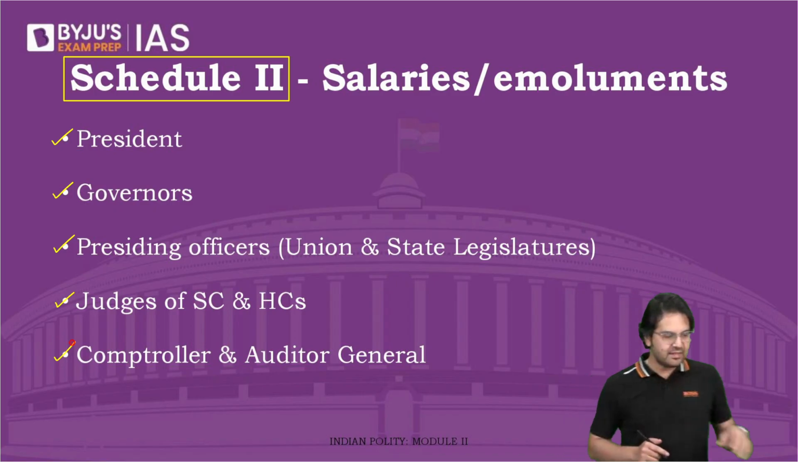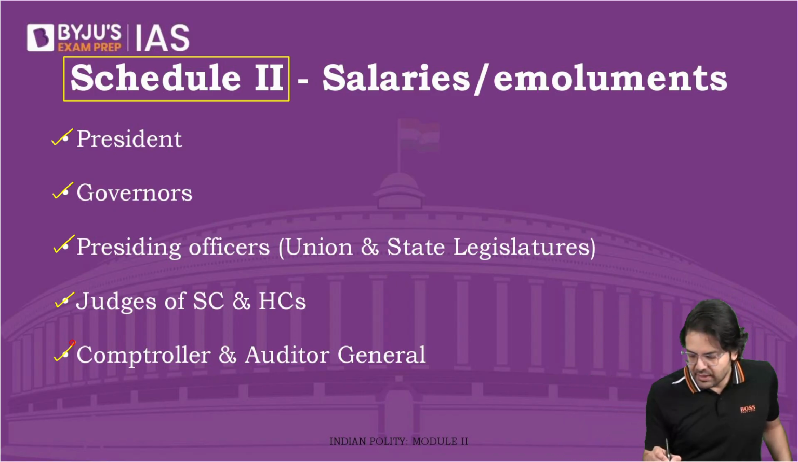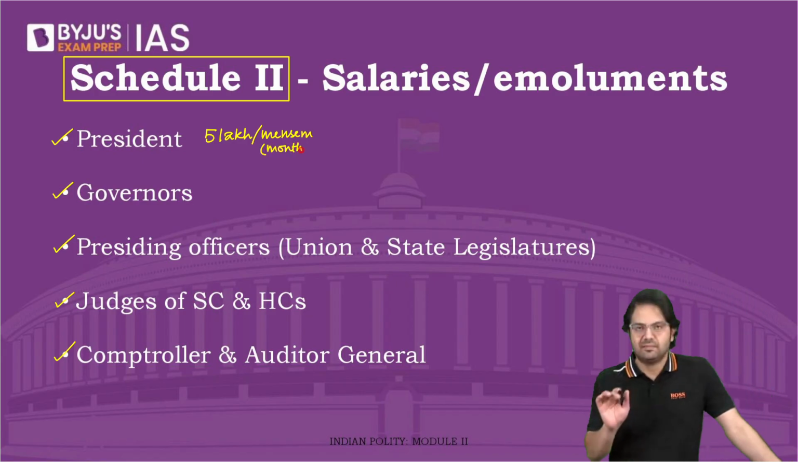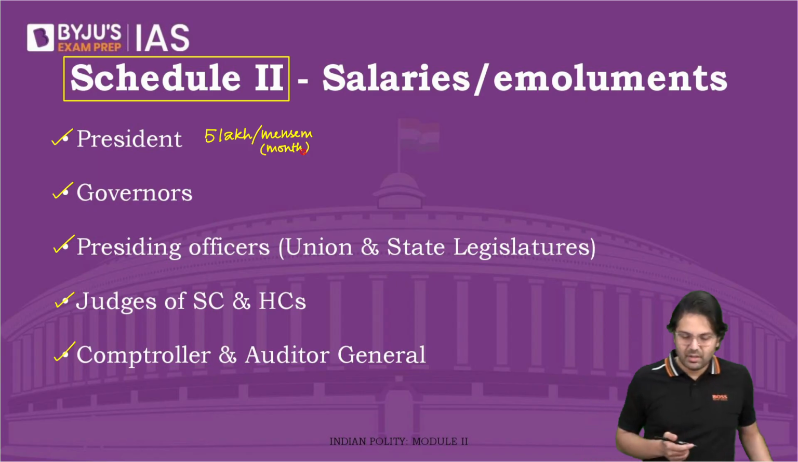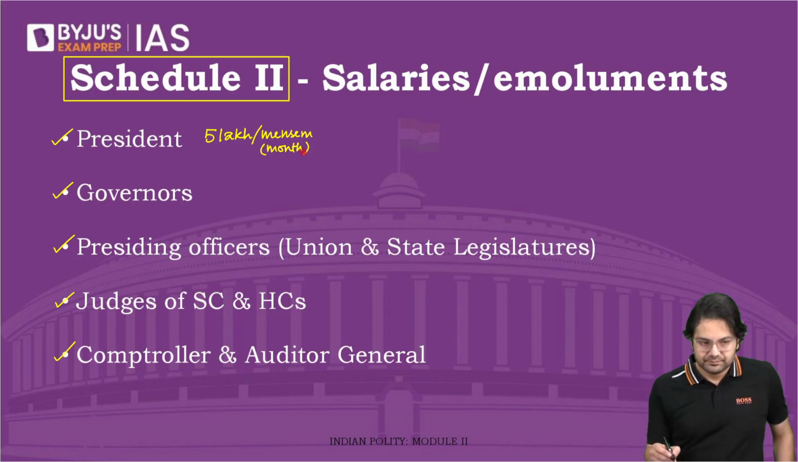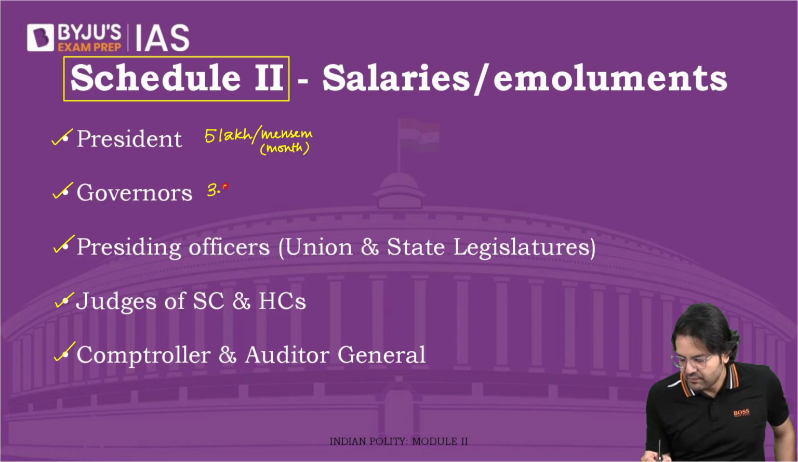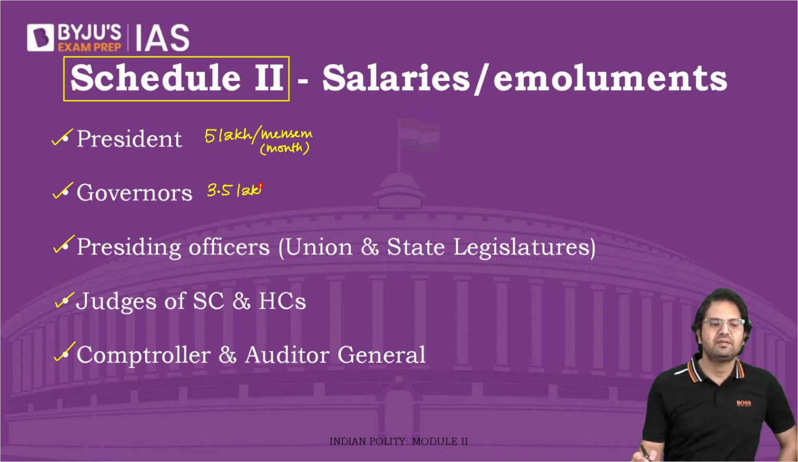Clear? What is the salary of the Indian president? He gets 5 lakh rupees per mensum. Mensum means month. 5 lakhs per month. It's not some annual CTC, engineers. Okay? Monthly salary. Clear? Governors, 3.5 lakh per month.